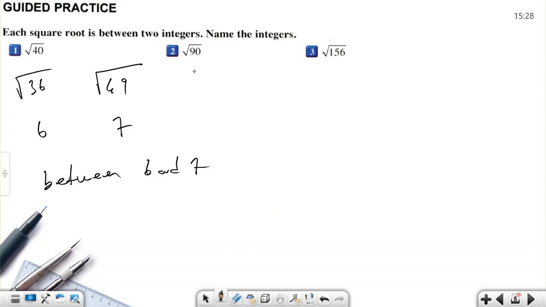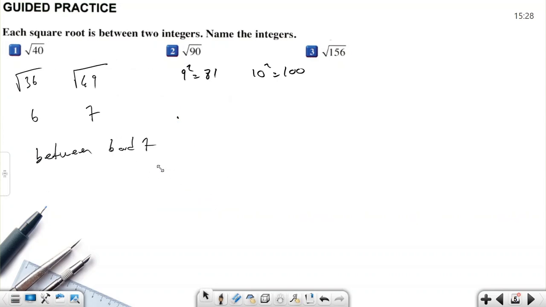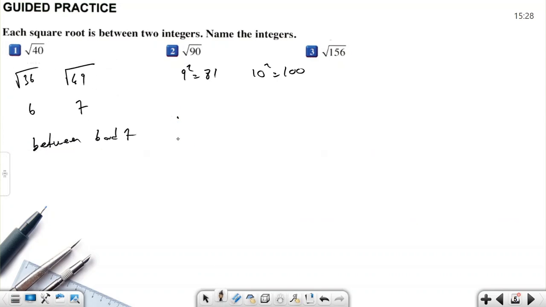For 90, I know 9 squared is 81 and 10 squared is 100. So 90 is between 81 and 100, I can say that the square root of 90 is between 9 and 10.